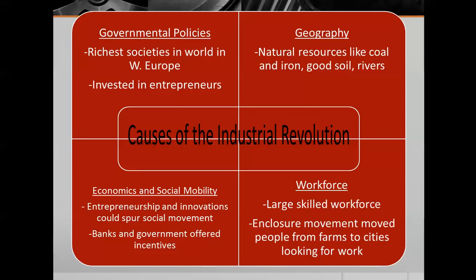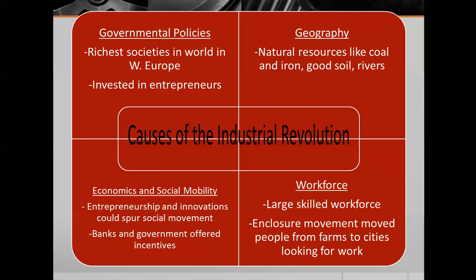Economics and social mobility, especially in Britain and to a lesser degree in the rest of Western Europe, people could move up the economic and social ladder if they developed a money-making invention. So if they became somebody who invented the telegraph or invented some sort of new water wheel or some sort of new transportation method or new production method that was going to help make shirts or pants or shoes or something like that quicker, then that made you a winner in society's eyes.